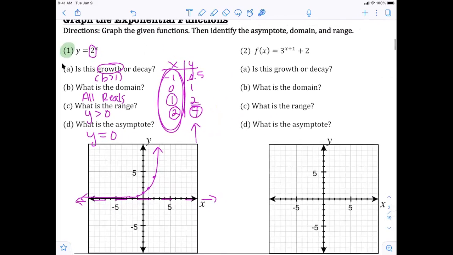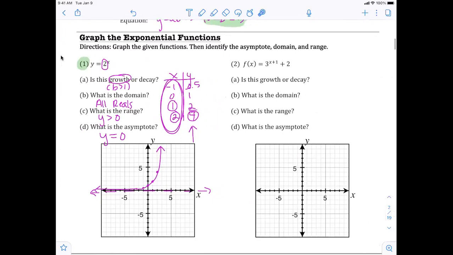So how about you guys give it a shot? I want you guys to try one on your own. Try example 2. Pause your video now and try it out.